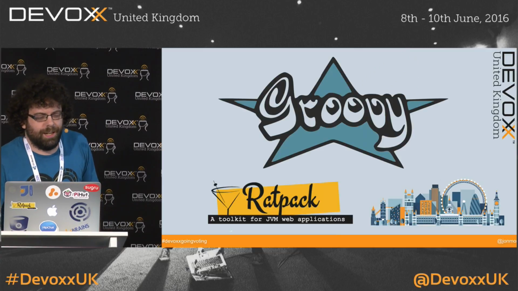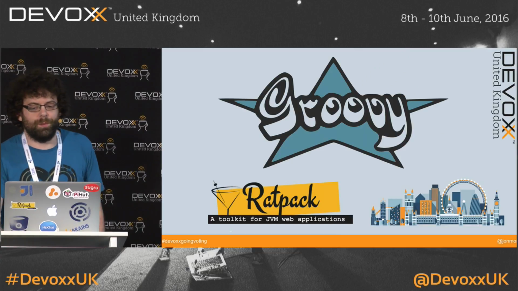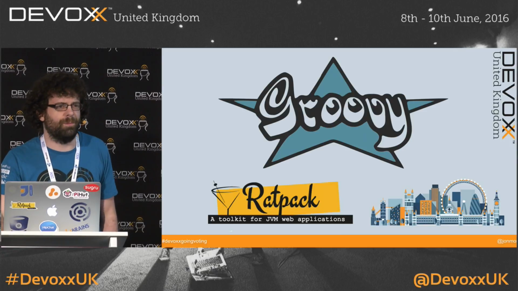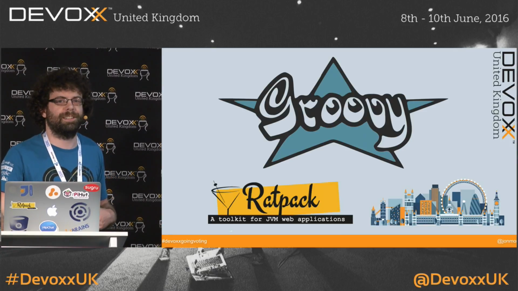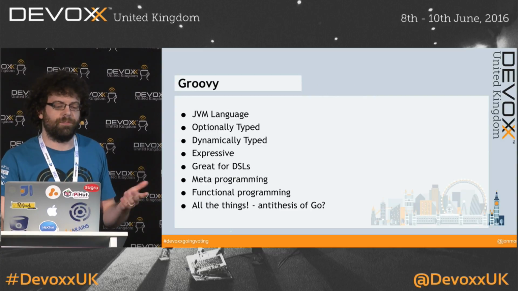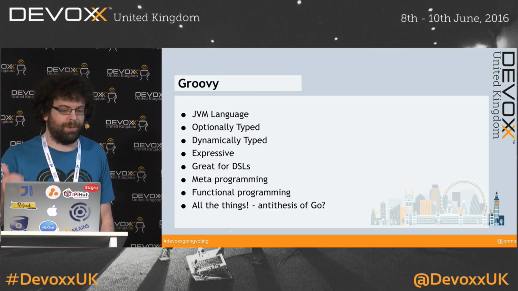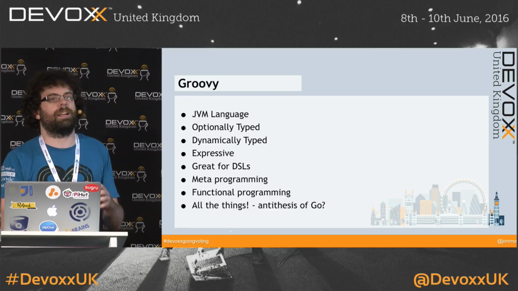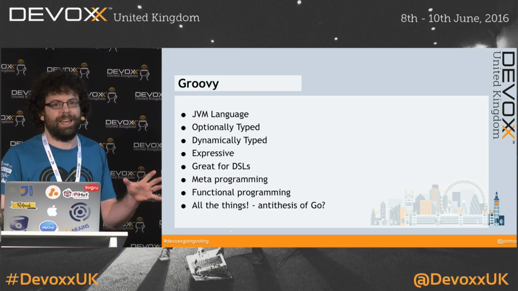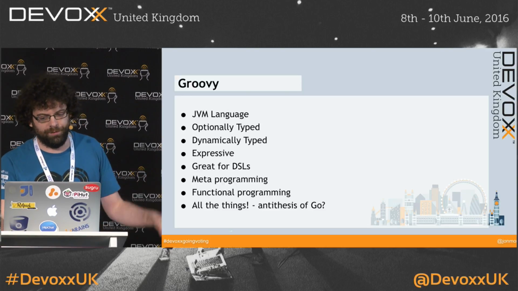So up next, Groovy. Groovy built on Ratpack. Can I get a show of hands of people who know of Groovy? Okay, a few more. So Groovy is a JVM language, which is optionally typed, dynamically typed, expressive, great for DSLs, metaprogramming, functional programming, basically all the things. You can do almost any kind of programming in Groovy.